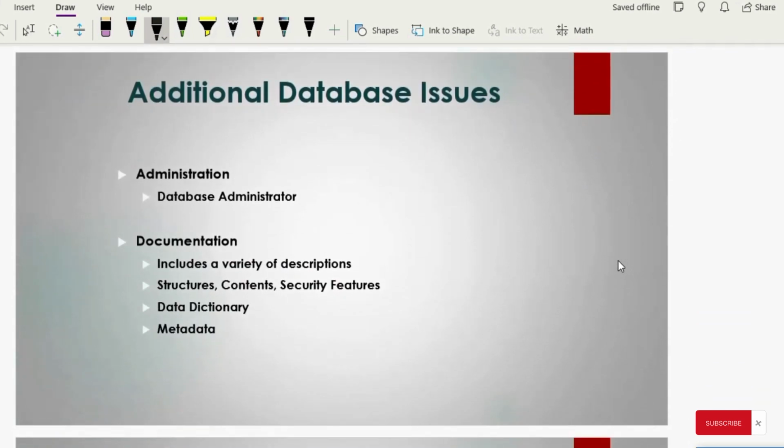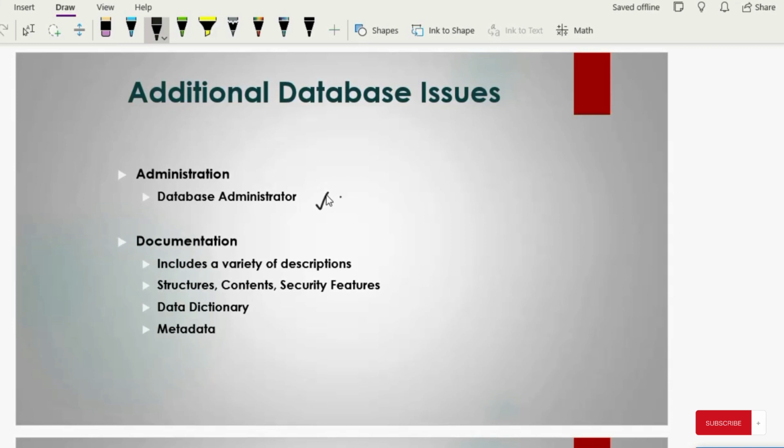There are some other considerations which should be taken care of when we are discussing databases. The first one is the database administrator. We cannot leave the databases unattended. Anybody can enter any sort of data into the databases? No. Proper supervision is very important, because, as I said, a database is significant for the organization.